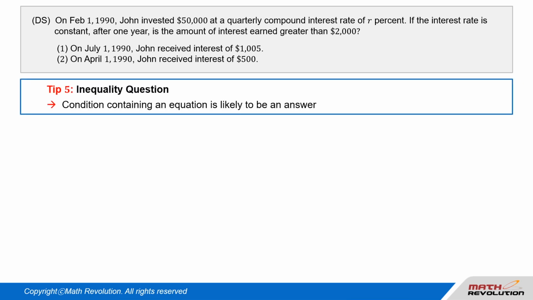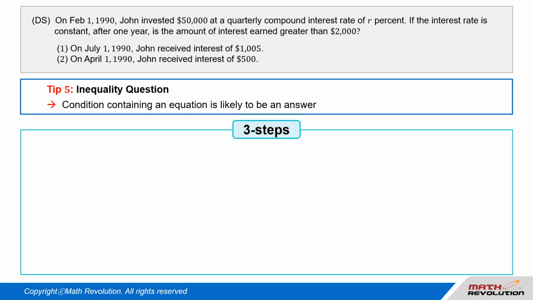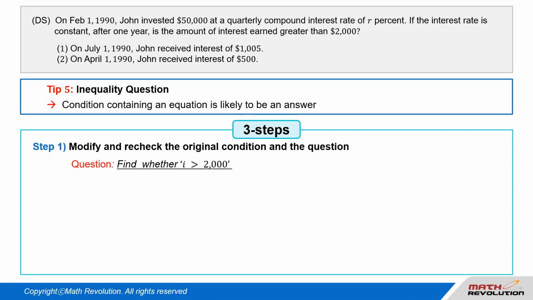Solution. Now we will solve this DS question using the variable approach. Tip 5 says that for an inequality question, any condition that contains an equation is likely to be the answer. Let's apply the 3 steps suggested previously. Follow the first step of the variable approach by modifying and rechecking the original condition and the question. We have to find out whether the interest amount, I, in a year is greater than $2,000. That is, is I greater than 2,000?